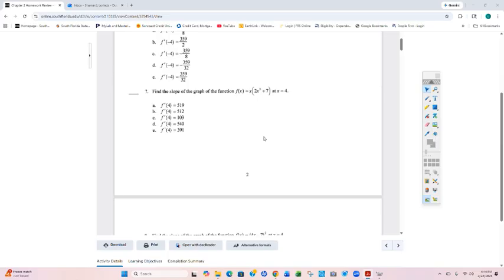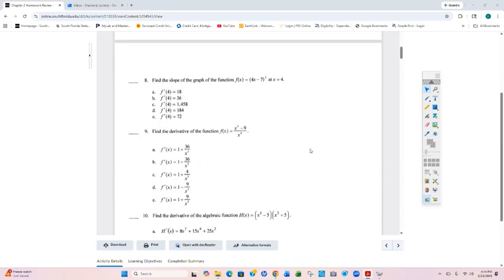A, f prime of 4 equals 519. B, f prime of 4 equals 512. C, f prime of 4 equals 103. D, f prime of 4 equals 540. E, f prime of 4 equals 391. The correct answer is A. That was from section 2.2.